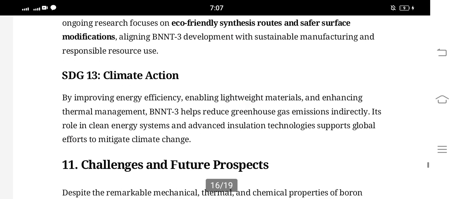At the end, there is climate action, which is under SDG 13. BNNT-3 contributes indirectly to climate action by enhancing energy efficiency, enabling lightweight materials, and improving thermal management. Its role in renewable energy technologies and advanced insulation systems helps reduce greenhouse gas emissions, supporting global efforts to mitigate climate change.